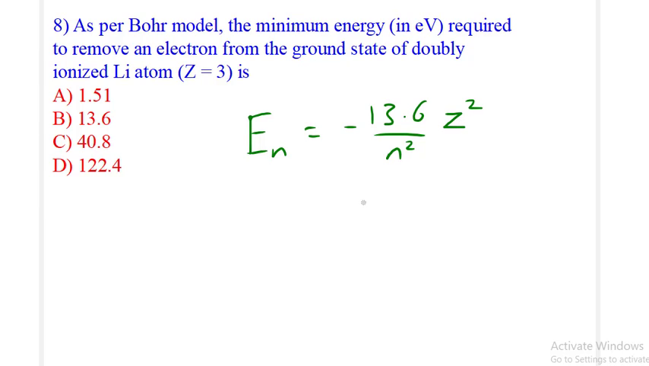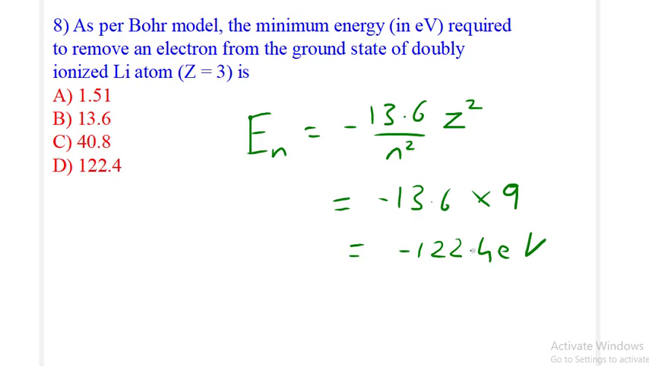Now for our case, what we are given is z. So ground state means n equal to 1, and z is 3. So 3 square is 9, so minus 13.6 into 9. You multiply these two, so what we get is around minus 122.4 electron volt, this much energy.